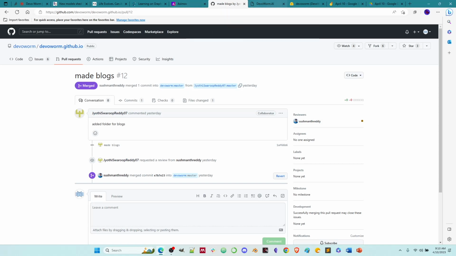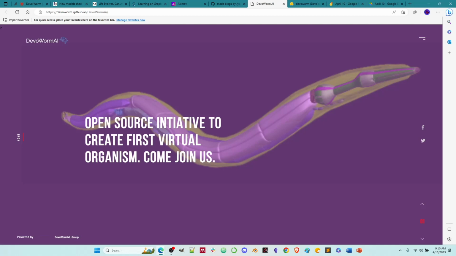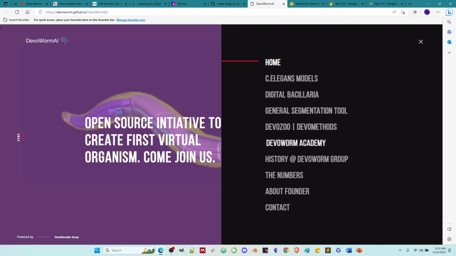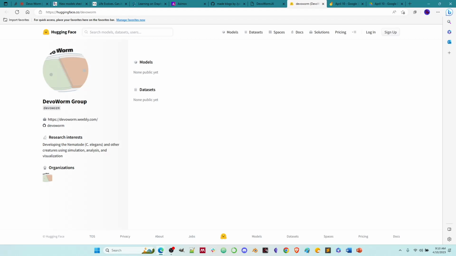But more generally, I wanted to bring attention to the DevoWorm AI, which is a sort of repository of some of our models. We've talked about a number of models over the last few years, and this is a place where we can put some of these models. We have segmentation tools, C. elegans models. So the DevoLearn is on Hugging Face. That's what Sushmanth was talking about. That's where we have some of our segmentation models broken down into different types.